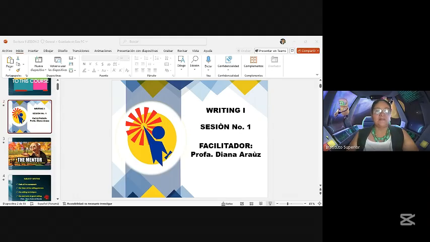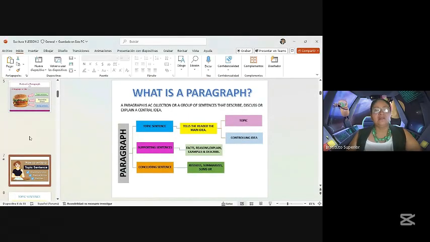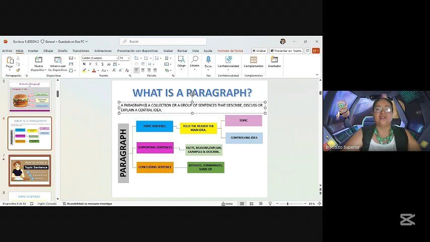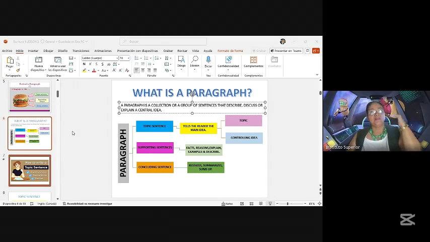Okay, let's see. What is a paragraph? A paragraph is a collection, or a group of sentences that describe, discuss, or explain a central idea. Okay? Here we have the paragraph and the three elements: the topic sentence, supporting sentences, and the concluding sentence. What is the purpose of the topic sentence? To tell the reader the main idea, what I'm going to talk about. What is the purpose of supporting sentences? To give facts, reasons, explain, give examples, describe, tell something. And the concluding sentence restates, summarizes, or sums up.